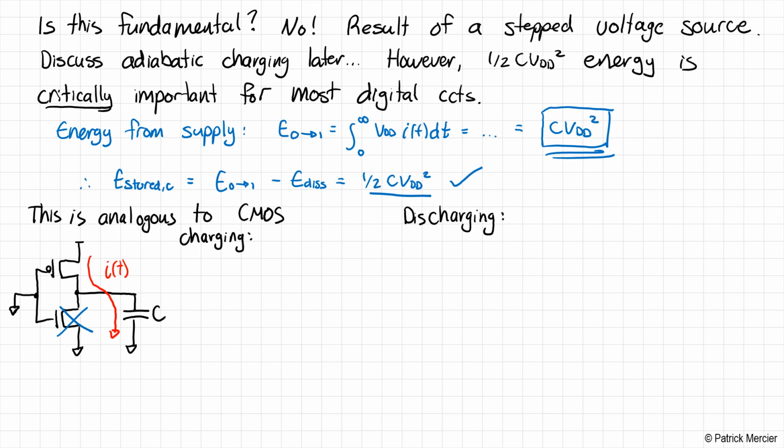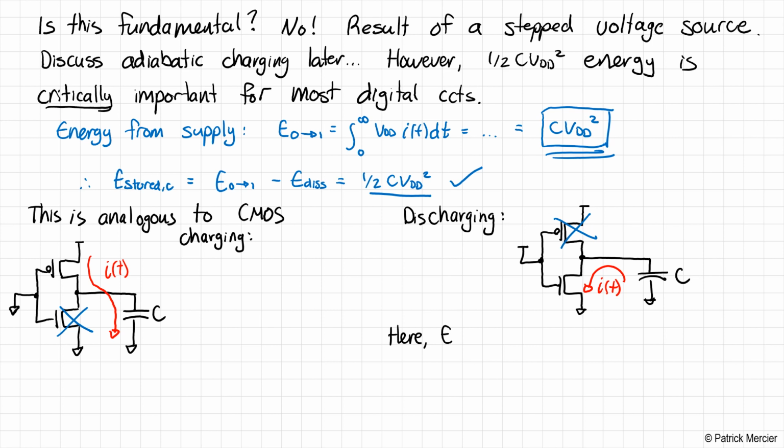So when we are discharging, we have our inverter again, something like this. In this case, we are going to connect the input to VDD. The output is some capacitor C. Now we have cut off that transistor, and we're taking the charge stored in capacitor C and discharging it to ground through the NMOS transistor.